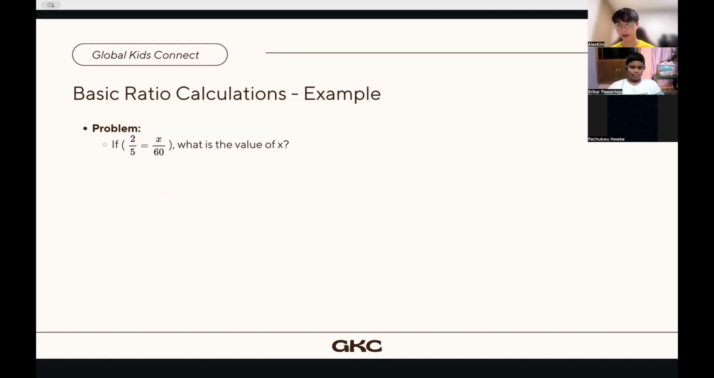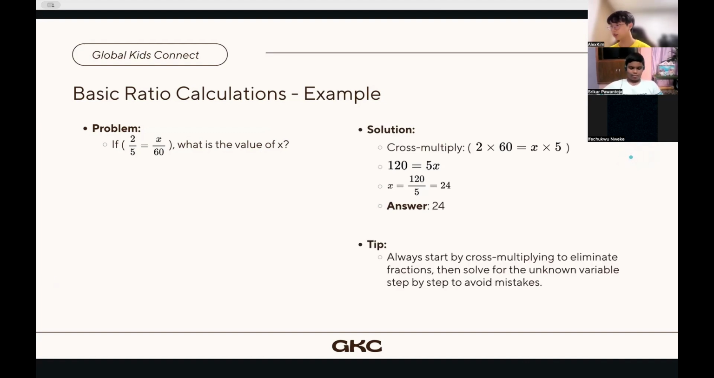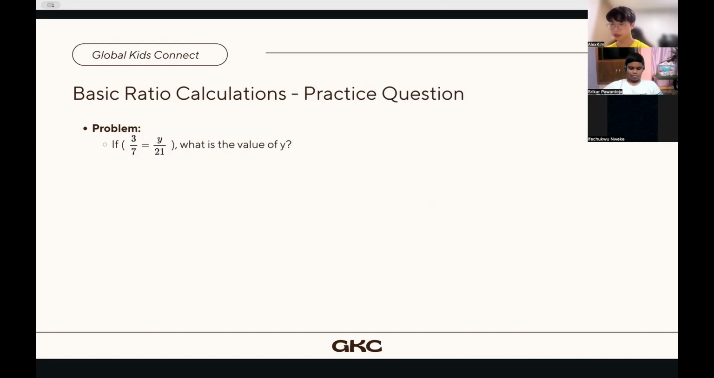Now that we got that out of the way, I think we can move on to a practice question. The solution is as it is. The tip for this kind of question is to always start by cross multiplying to eliminate fractions, and then to solve for the unknown variable step by step in order to avoid mistakes. We have another practice question. The same kind of question, but we can take a look at it again.